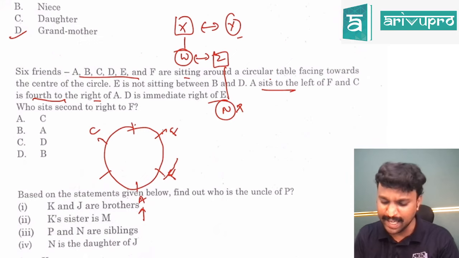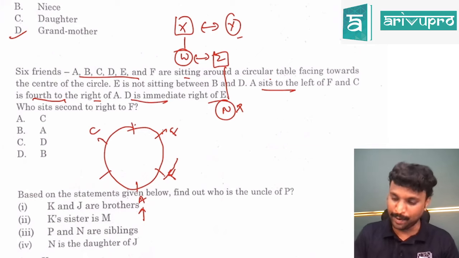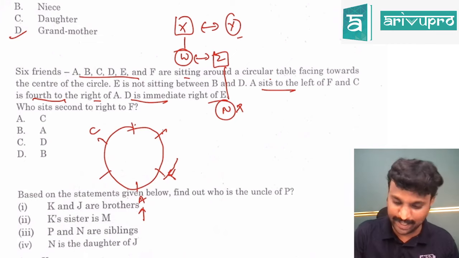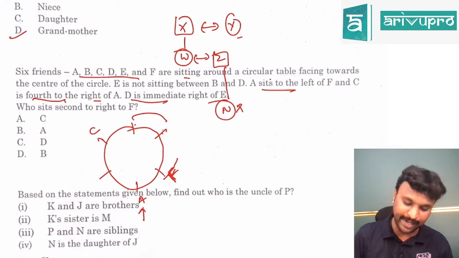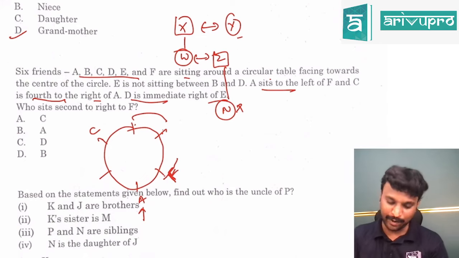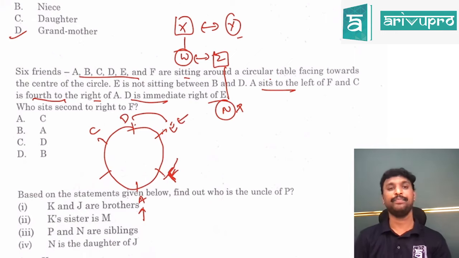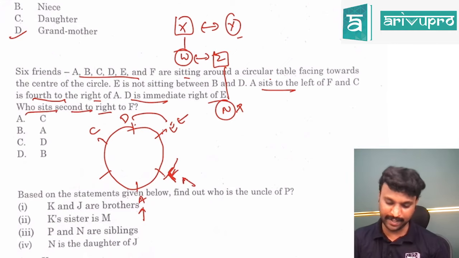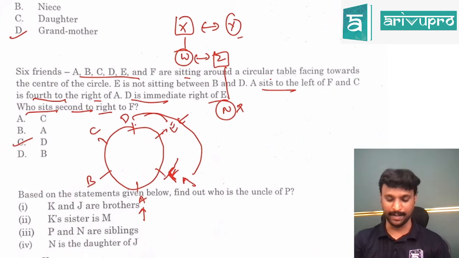What they've said, E is not sitting between B and D. Okay, fine. Then D is immediate neighbor of E. That means D and E must be together. Definitely D and E must be occupying these two positions only. Therefore, F should be to the immediate right of A only. Now guys, what they have said about D. D is immediate right of E. If E is here, immediate right is this side. So D is over here. Is it clear? Now look at the question, guys. Who sits second right of F? If F is here, second right is D. So option C is the answer. Remaining one person is B. B definitely sits here. Is it clear, guys?